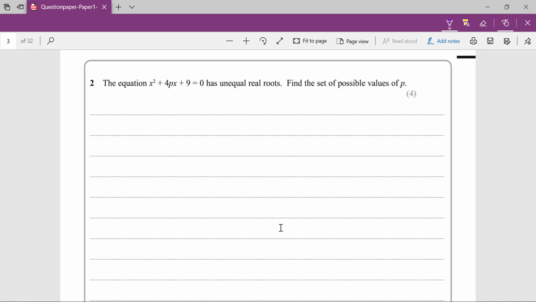Let's get into this question. It has unequal real roots, so we must find the set of possible values of p. Right, so I'm not really sure where to start. We know that alpha plus beta must be equal to minus 4p over 1 because of the sum of roots theory, and that alpha beta must be 9. So what can we do with this information?